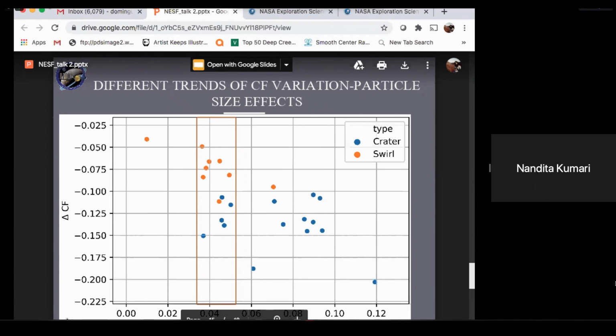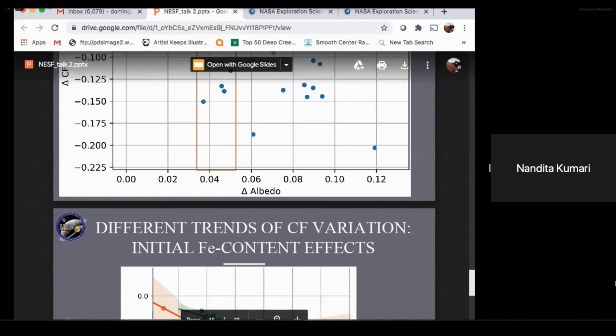So that is kind of visible here, that essentially for having the same albedo change, craters have more significant CF change compared to soils. Can we go to the next slide, please?